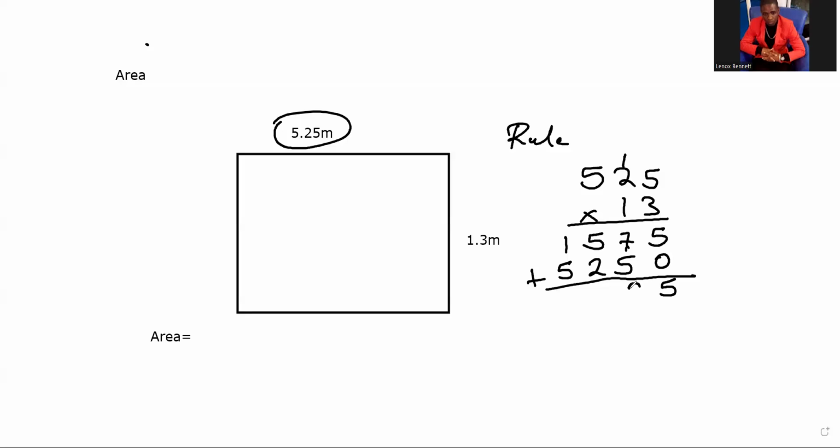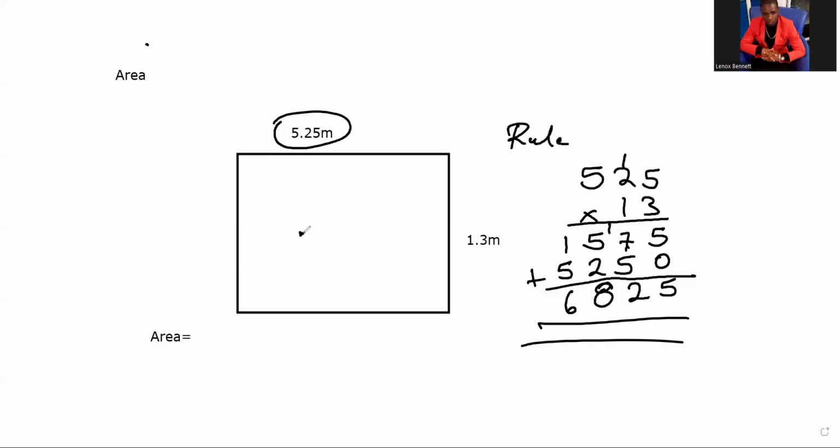So now we add 0 plus 5, 5. 7 plus 5 is 12. 2 carry the 1. 5 plus 1, that's 6. Plus the 2, 8. And of course, 1 plus 5, 6. Now this is a very interesting part. Now we need to have the answer with the total number of decimal places. So in 5.25, we have 2 decimal places.